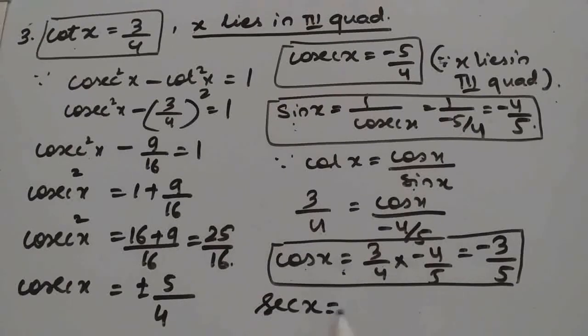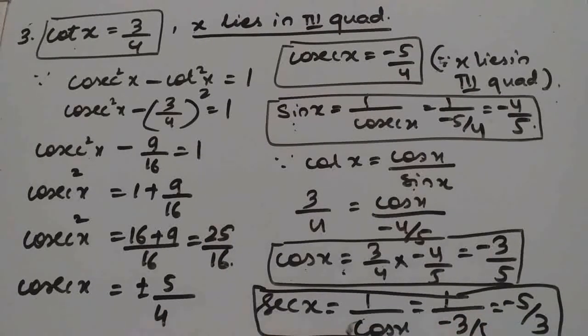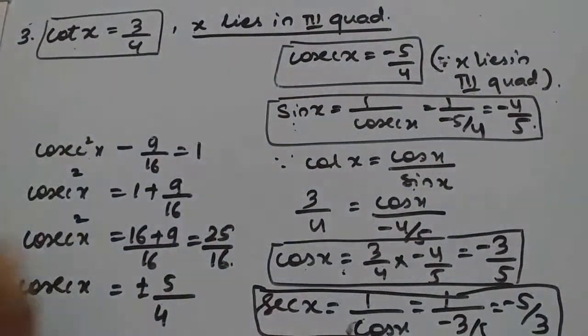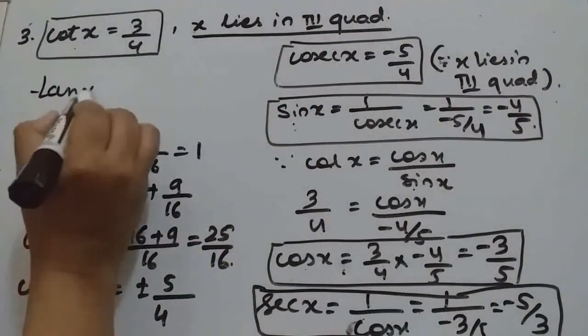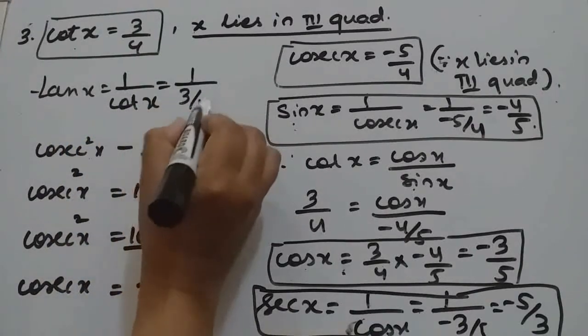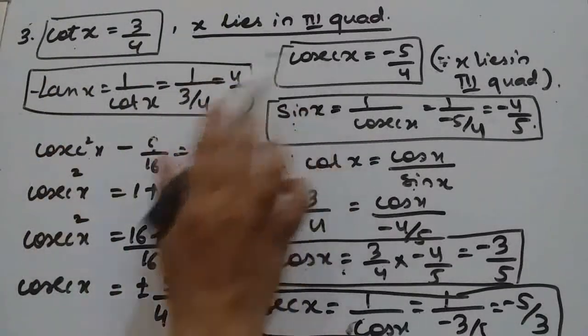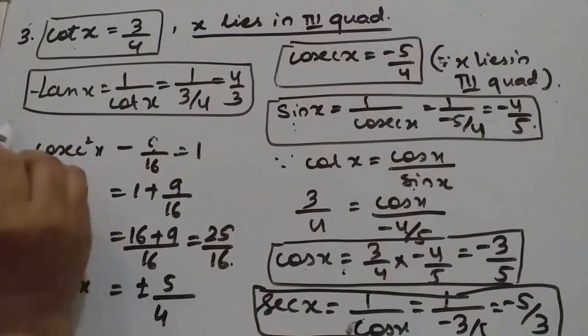So sec x we know is 1 by cos. So 1 by minus 3 by 5 is minus 5 by 3. So this we know now. And tan x we can find by 1 by cot x. So tan x is 1 by cot x, 1 by 3 by 4, so 4 by 3. So all the other 5 trigonometric ratios we got here.